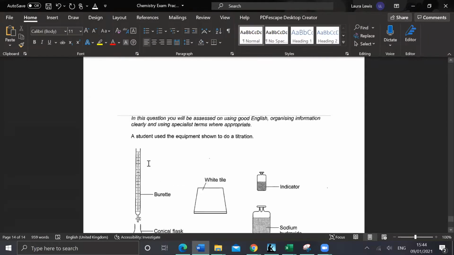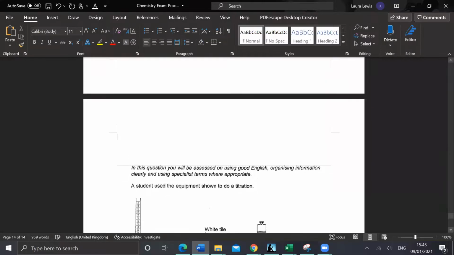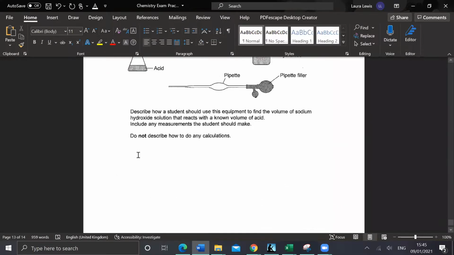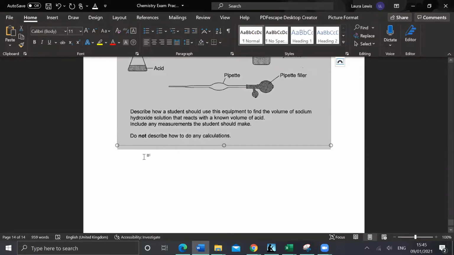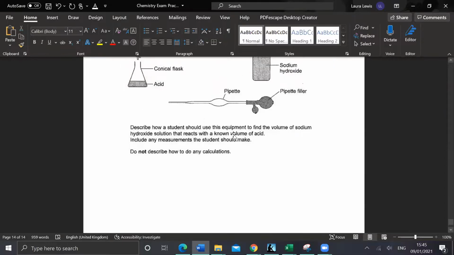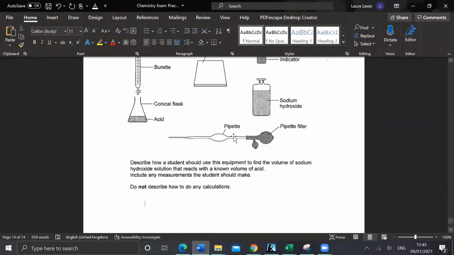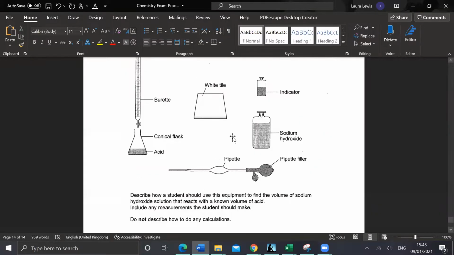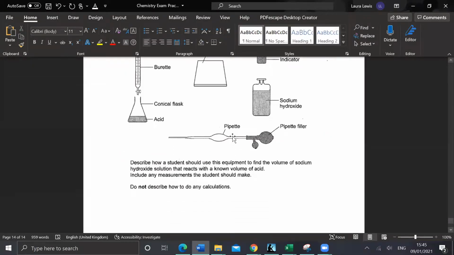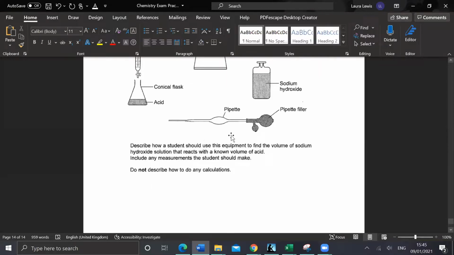Let me put this up the page a bit so we've got a bit of room. So do not describe how to do any calculations. We need to describe doing the same sort of thing again. We've got a little bit of different equipment. It's actually more basic, really, isn't it? We're actually told all the equipment. So some of these 6-mark ones are actually fairly easy, aren't they? Okay, so let's just do it again.